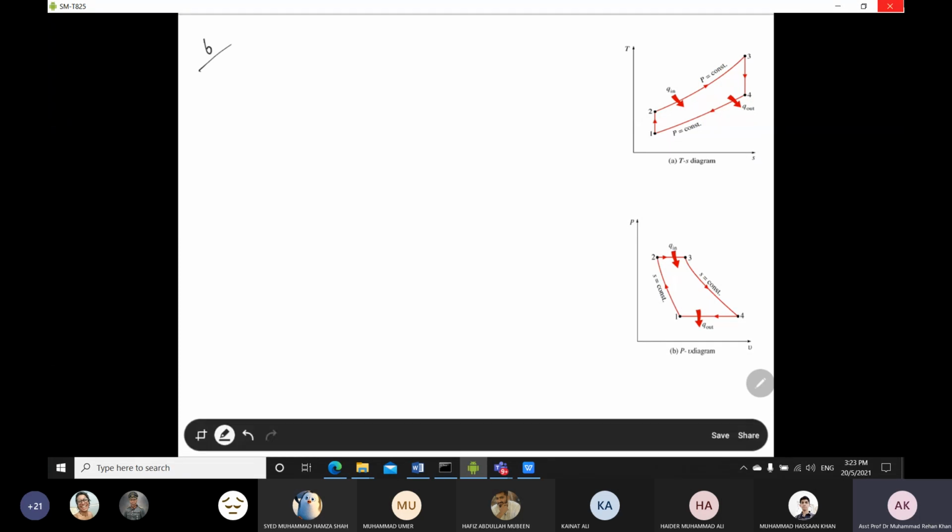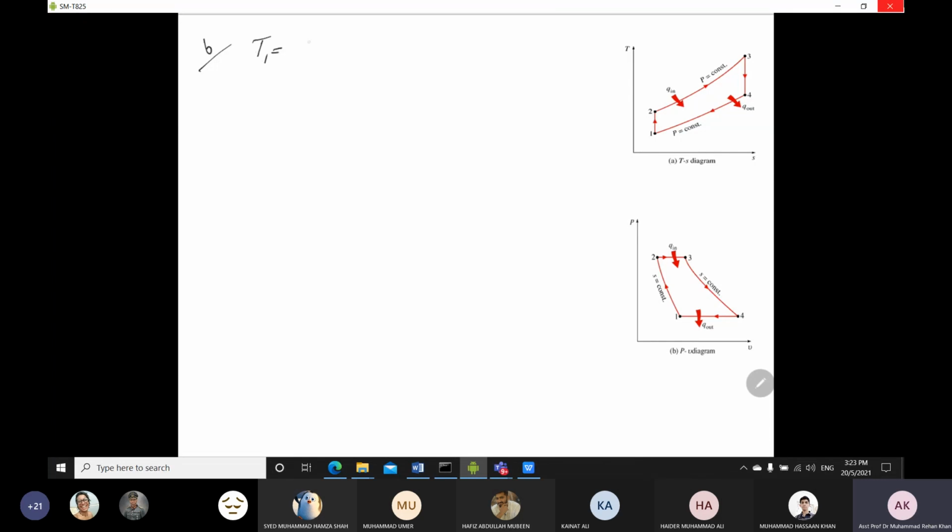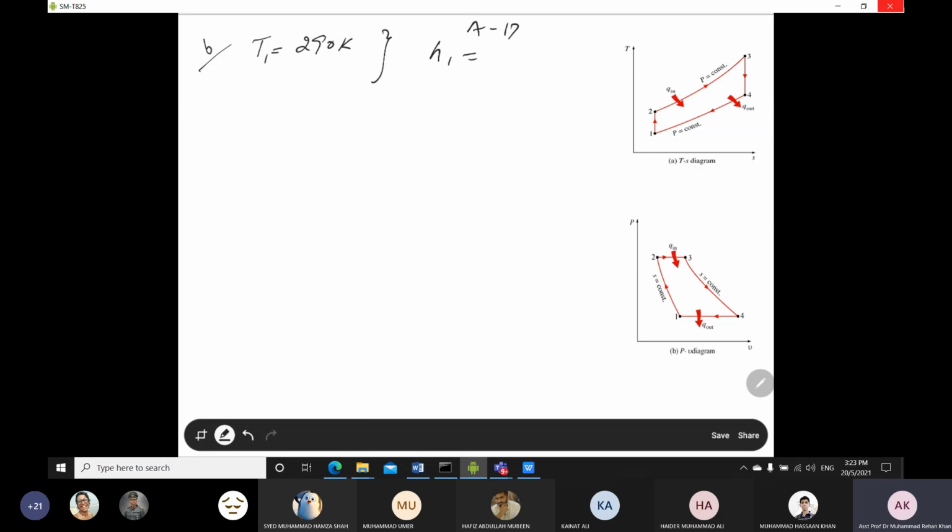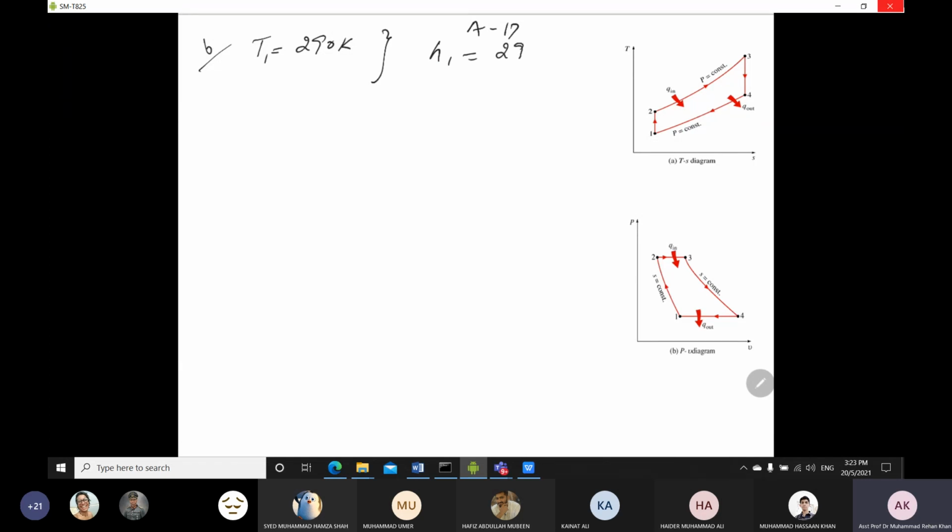So in part B, we have to use the variable specific heat assumption. For the variable specific heat assumption, we simply use the T1 value, which is 290 Kelvin, and go to table A17. From A17, you have to note down the value of enthalpy, because we need the enthalpy value in order to find the efficiency. So H1 is 290.16 kilojoule per kg.